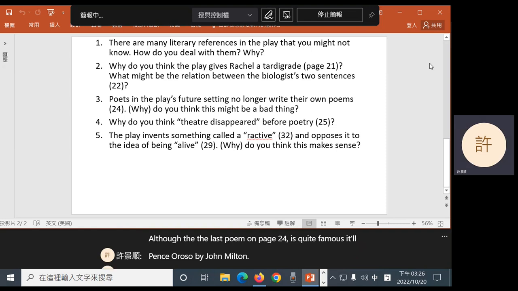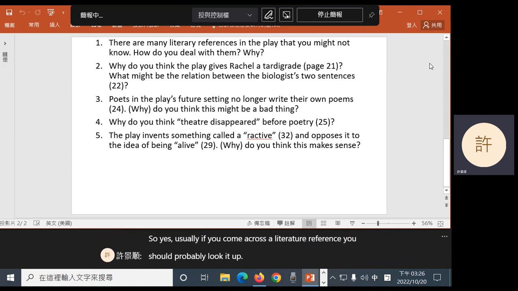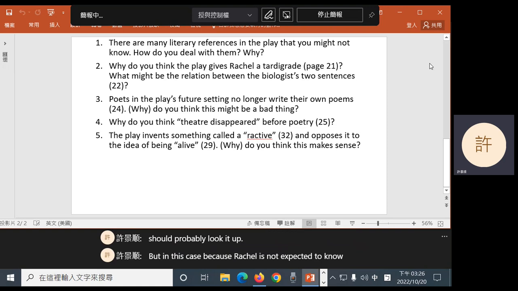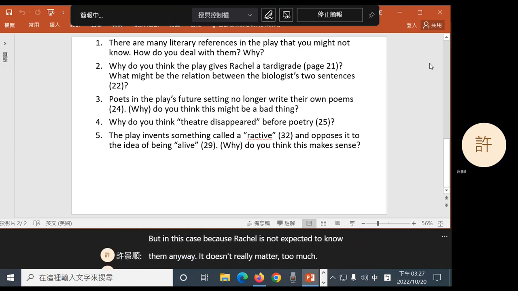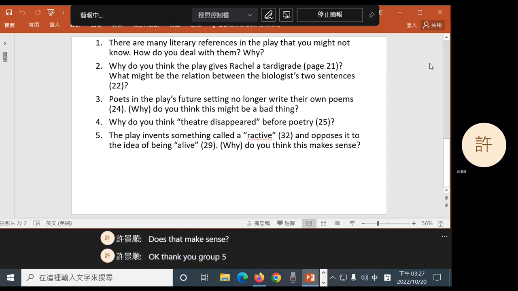So yes, usually if you come across a literature reference, you should probably look it up. But in this case, because Rachel is not expected to know them anyway, it doesn't really matter too much. Does that make sense? Okay, thank you, group five. Do other groups have thoughts or questions about this one?